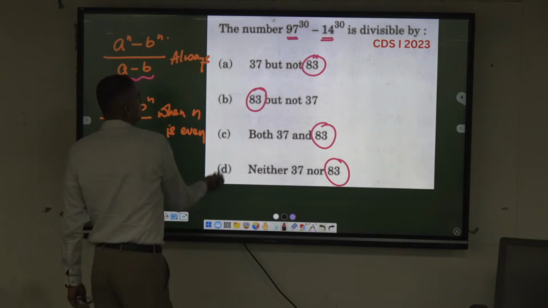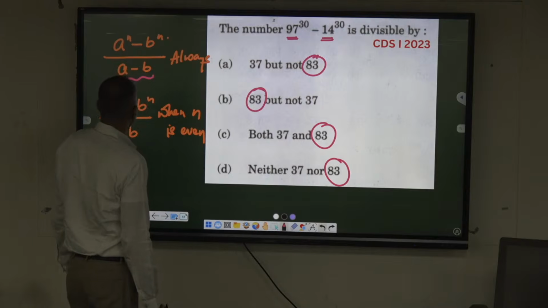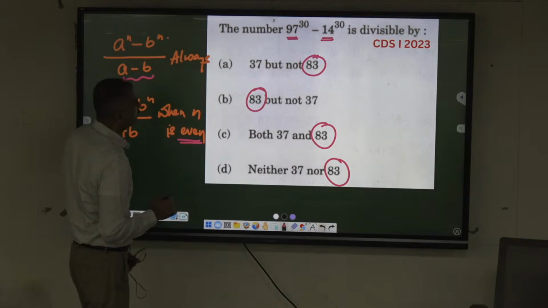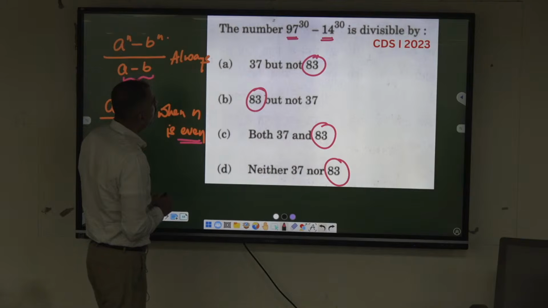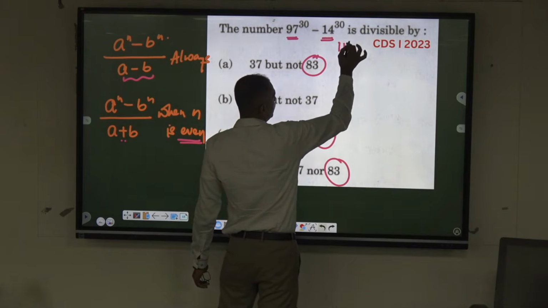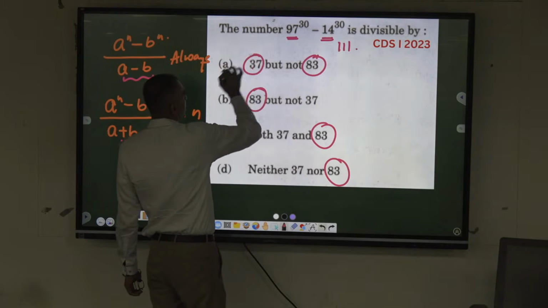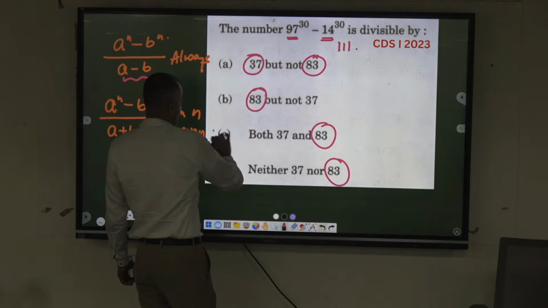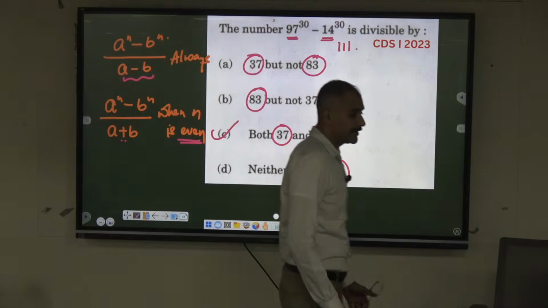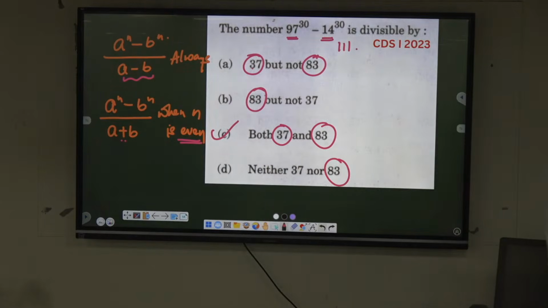Neither is. Okay, let's see. Then it has to get divided by a plus b because n is even. A plus b, 97 plus 14, sorry. Yes, this is 111, right? A plus b is equal to 111, which is divisible by 37. Both 37 and 83. See, many times 37, 111, 1001s.